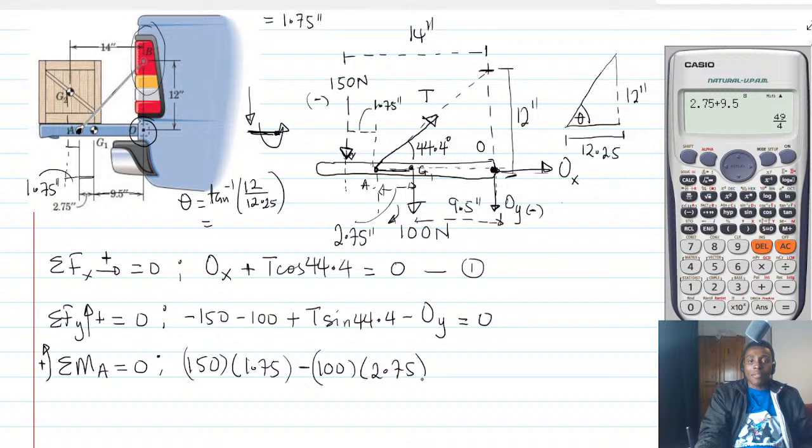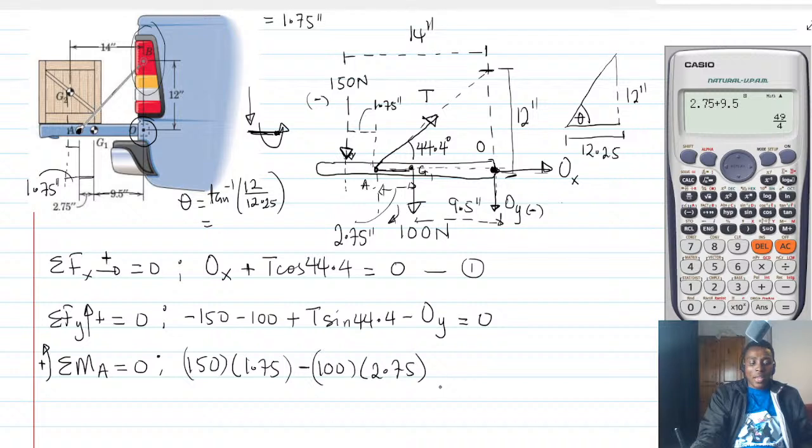2.75. Is that right? Which is clockwise, so that's why it's minus, because we are saying that anti-clockwise should be positive. Is that right? Okay. Now we need to do OY. That is the last one.